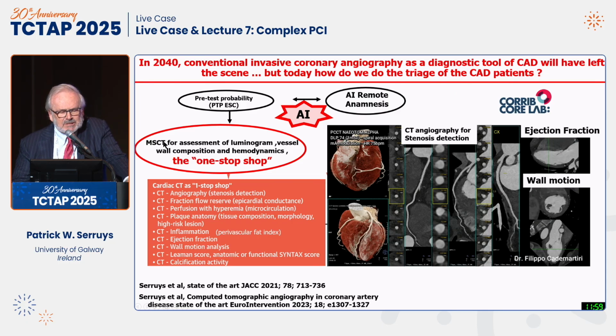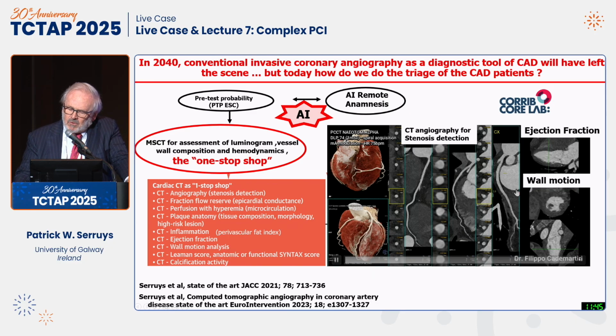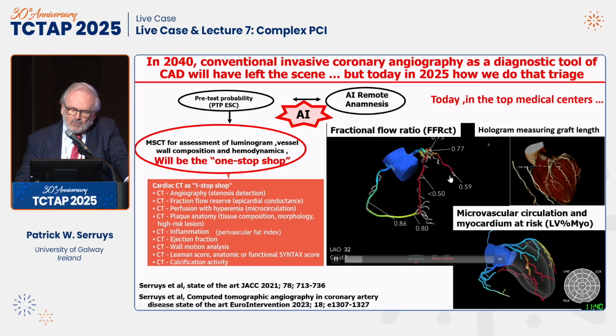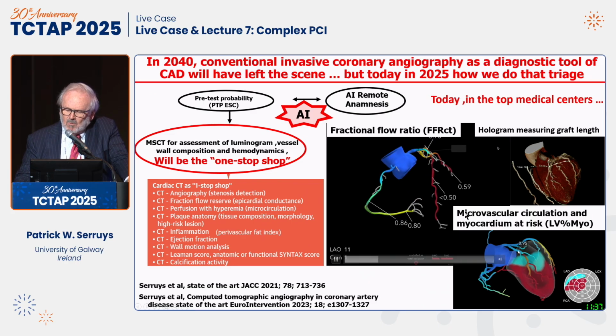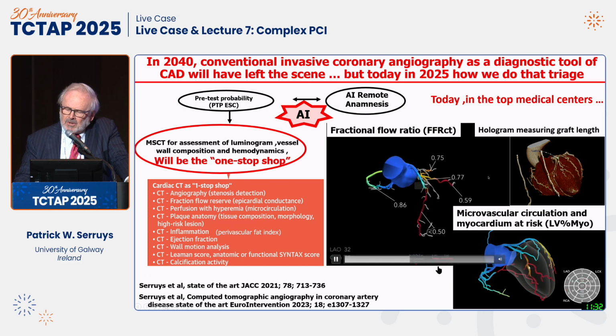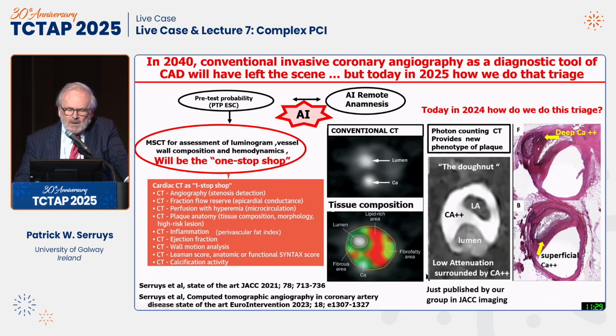And then the multi-slice CT scan is used as a lumenogram, for vessel composition, and hemodynamics. That's the one-stop shop which gives you CT angiography for stenosis detection, ejection fraction, wall motion, fractional flow reserve for the epicardial conductance, microvascular circulation, myocardium at risk, and hologram measure for the graft length. The conventional CT gives you some tissue composition, but the photon counting today provides new phenotype plaque.